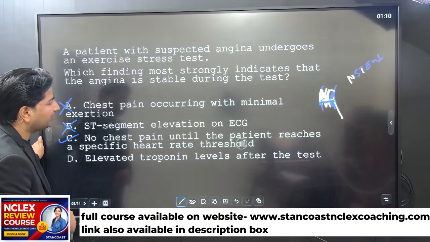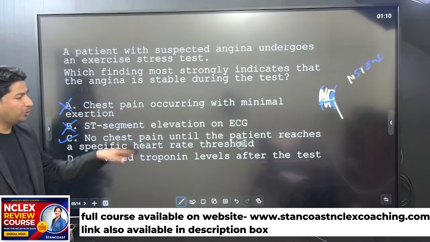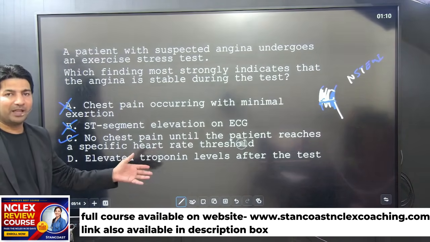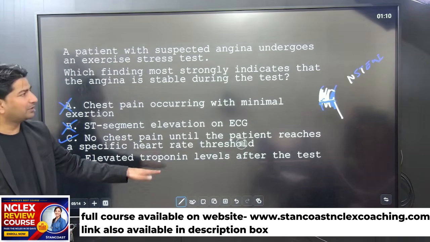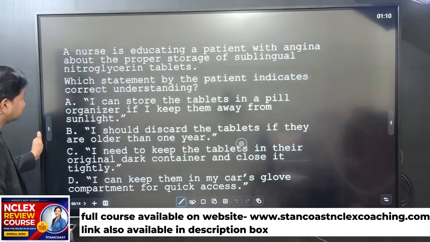Next, elevated troponin levels after the test. If troponin levels rise after the test, troponin levels only increase when our myocardial cells are damaged. Cell damage means a myocardial infarction. So this indicates an MI, whereas the question asks about stable angina. So this is also wrong.